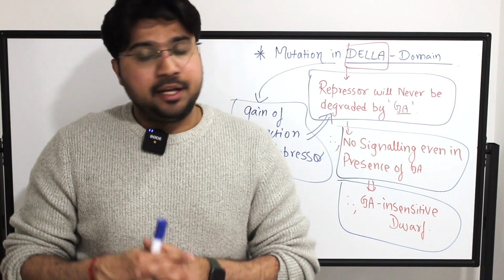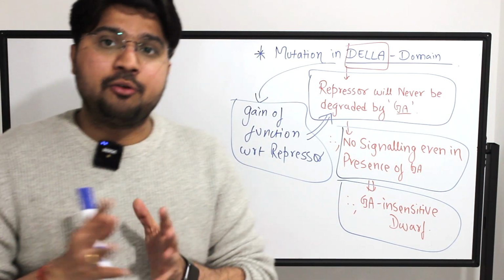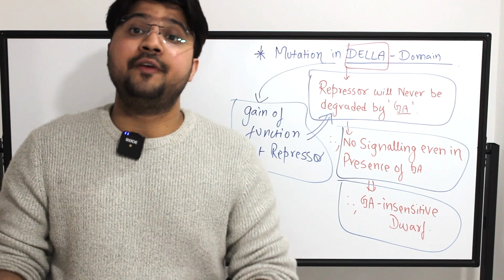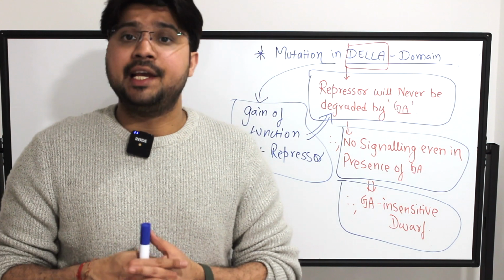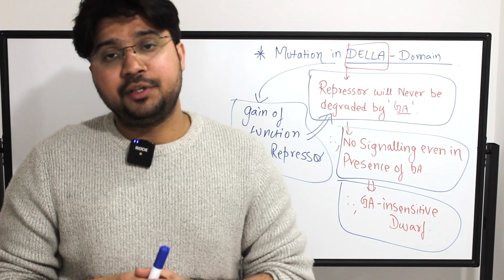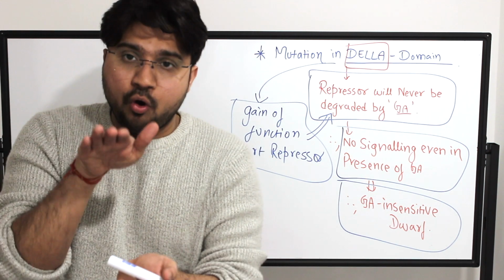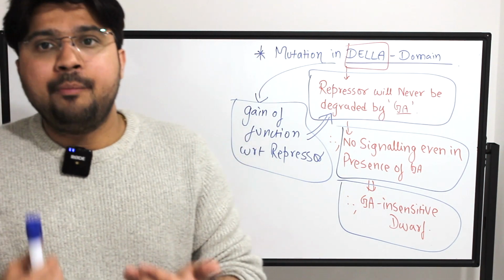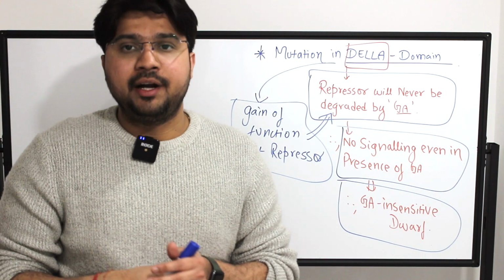Now since it has gained some power, it is called a gain of function mutation with respect to the repressor. The repressor can never be degraded if the DELLA domain is improper, as a result of which GA signaling will always be off even when GA is there in a cell, and such a plant will always be dwarf in height. It can never increase its height no matter how much Gibberellin is provided externally.